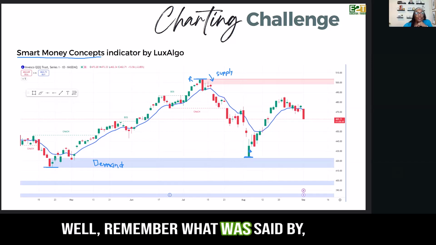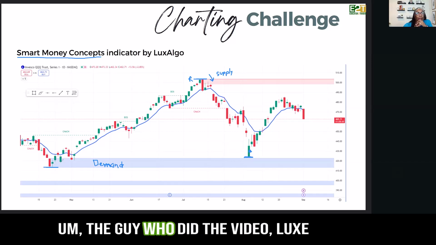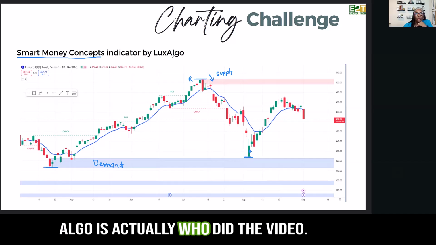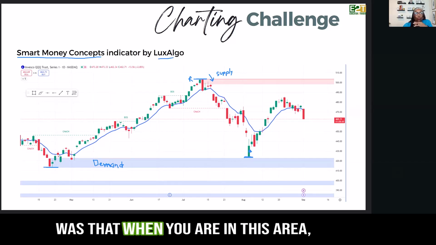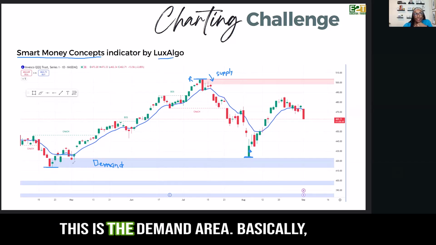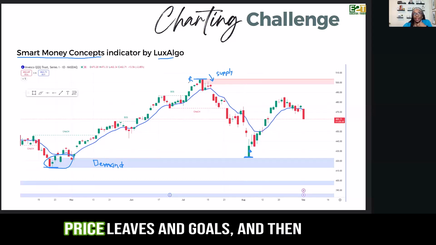Well, remember what was said by the guy who did the video, Lux Algo is actually who did the video, was that when you are in this area, this is the demand area. Basically, price leaves and goes.